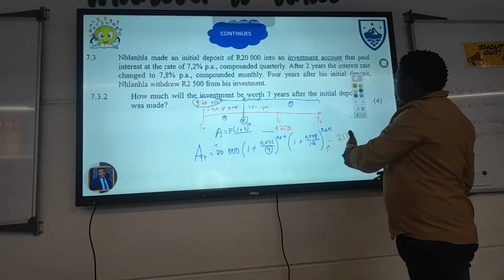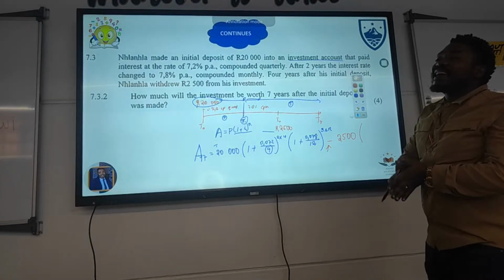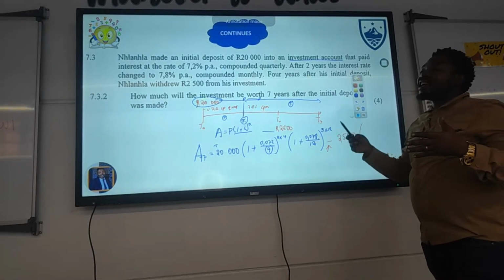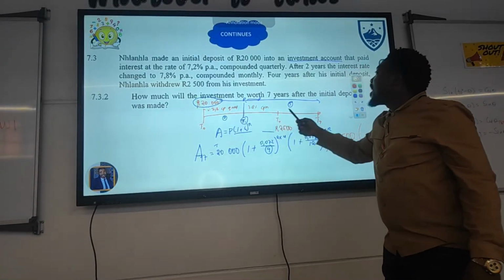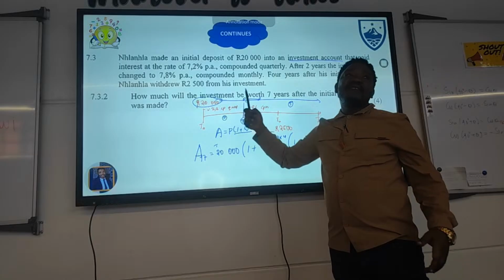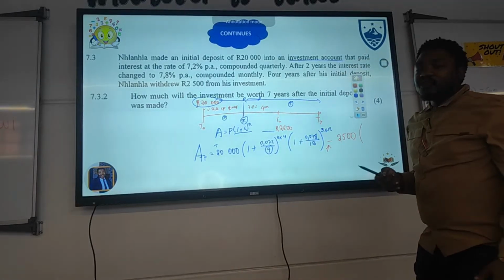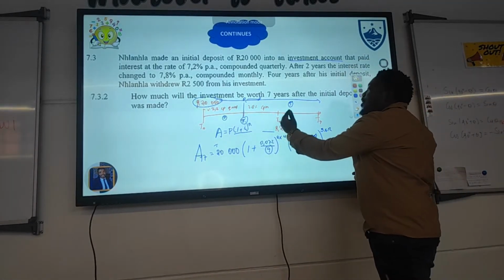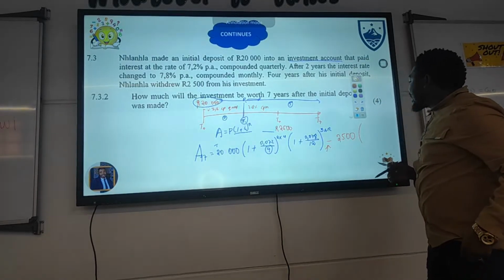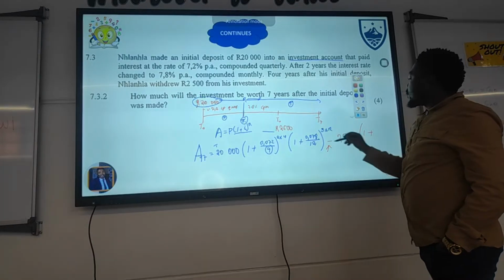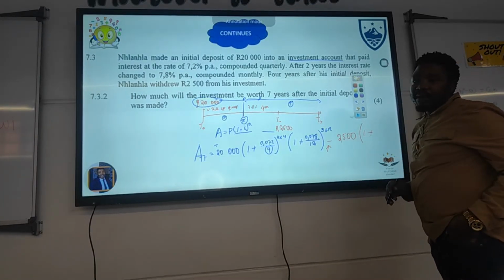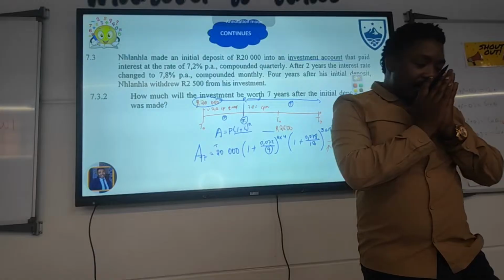So we take the 2,500 together with the interest that it would have gained if it was left in the account, because we have already calculated how much the 20,000 will give us after 7 years. So we're going to take out the 2,500 together with the interest it has gained. So we're going to take 1 plus, please don't use a minus this side because we've already used a minus on the other side. Sorry.